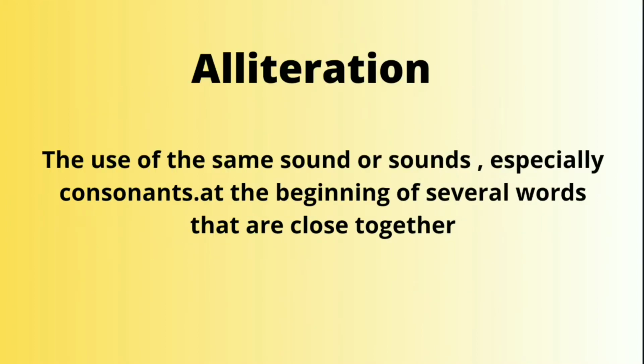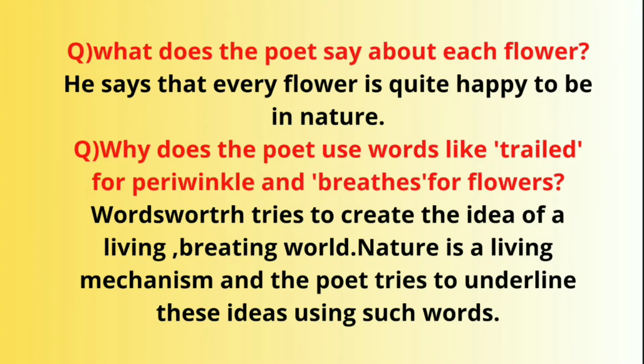Now, what is alliteration? Alliteration means the use of the same sound or sounds, especially consonants, at the beginning of several words that are close together. What does the poet say about each flower? He says that every flower is quite happy to be in nature.